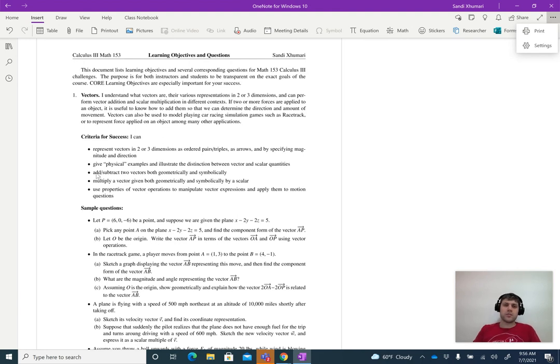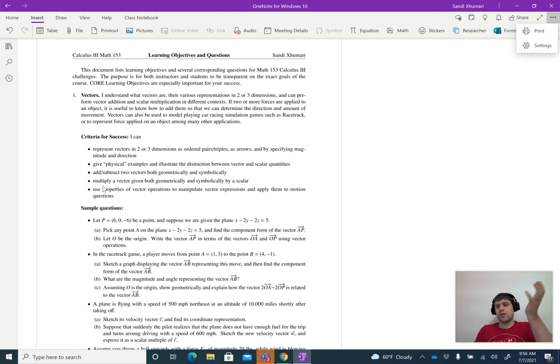You need to do that symbolically, adding components or subtracting components, and multiply a vector, given both geometrically and symbolically, by a scalar. So if you're given an arrow in space and I say, well, this is 2 times that arrow, then you make it 2 times as long, or minus the arrow will reverse the direction. If you're given it by numbers, component form, then multiplying by 2 means you're scaling each of the components by 2.